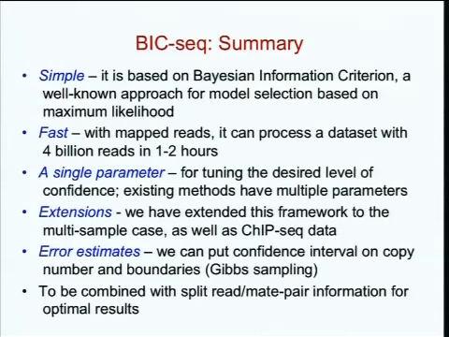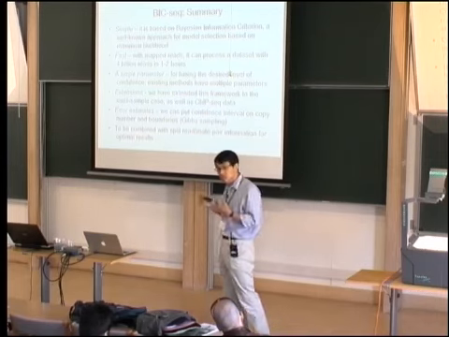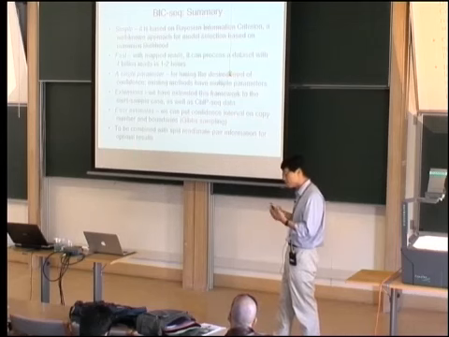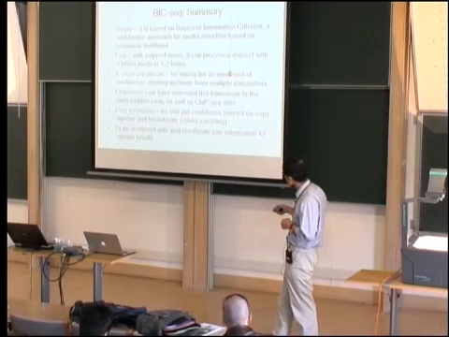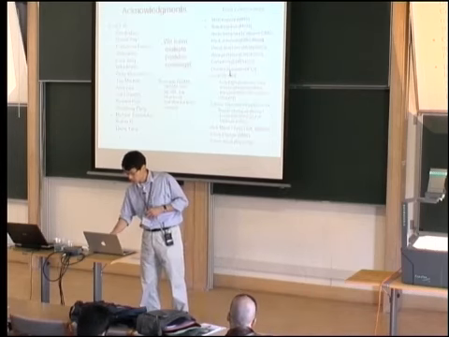Another advantage, I think, is to derive error estimates. So we can put confidence intervals on copy numbers and boundaries. It's actually much more difficult than I initially thought, but we've figured out one way to do it using Gibbs sampling. Okay? And again, we should be combining this with other types.